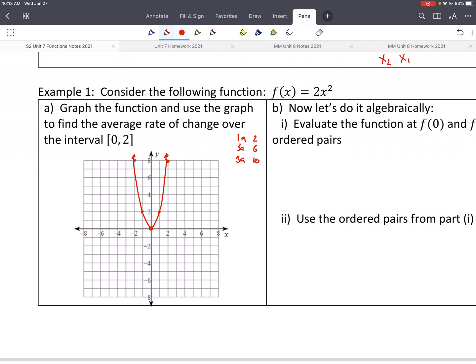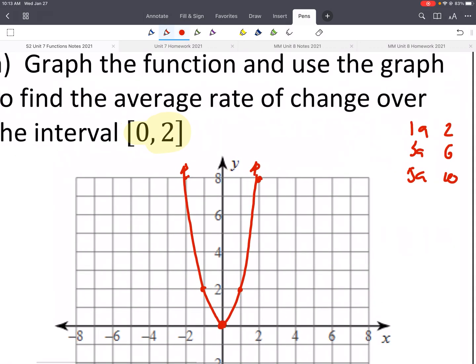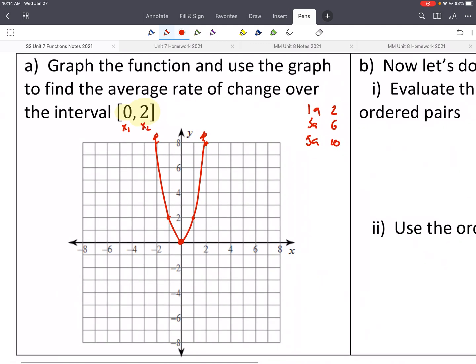Okay? And it says graph the function and use the graph to find the average rate of change over the interval 0 to 2. So on your homework and on your test and reviews, they're going to ask you to do it over an interval. So that's just basically, we want to find out what is the average rate of change when this is like our x1 and our x2. So we'll need to figure out what our y1 and y2 are to be able to come up with our average rate of change.